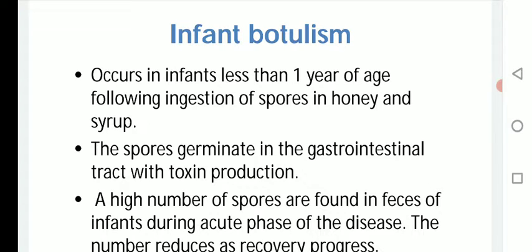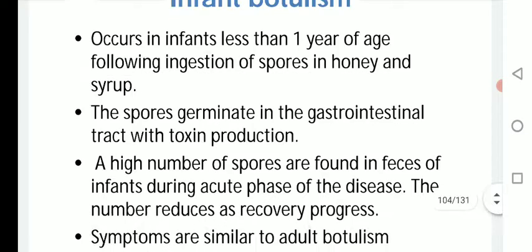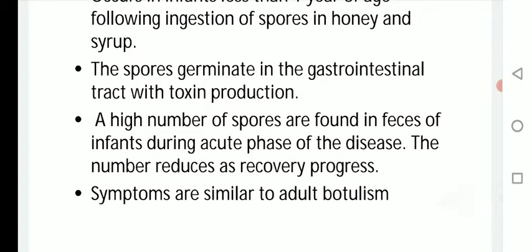So this occurs in infants less than 1 year of age following ingestion of spores in honey or syrup, and spores germinate in the gastrointestinal tract with toxin production, and a high number of spores are found in feces of infants during the acute phase of the disease, and the number reduces as recovery progresses. So symptoms are similar to adult botulism.